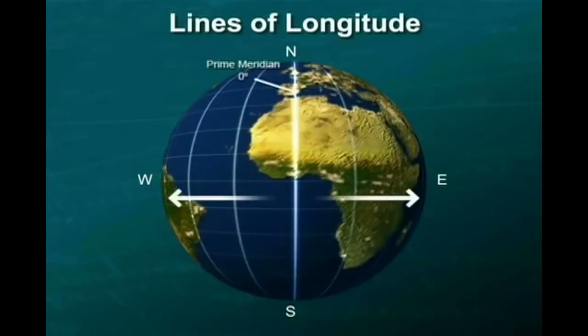As you go west from the prime meridian, you count west longitude. Here's 20 degrees west, 40 degrees west, and so on. So guess what we count as we go east of the prime meridian? You got it, east longitude.